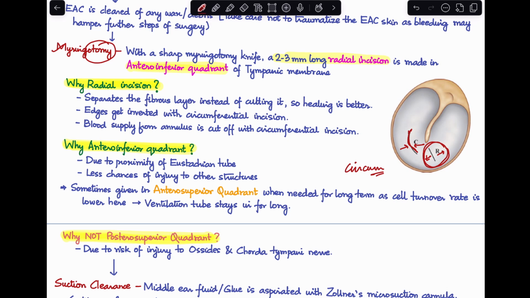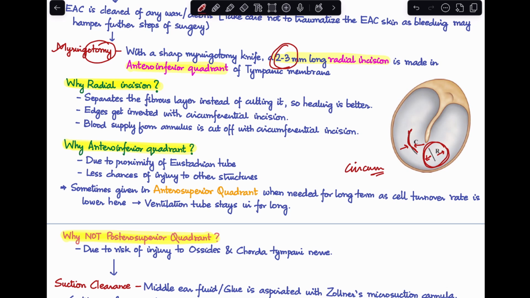with effusion. And the incision should not be more than 2 to 3 millimeter long. You do not need more than that because that can end up leaving behind a permanent perforation in the tympanic membrane. So that's about why we are giving a radial incision.